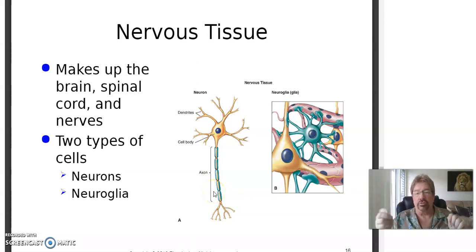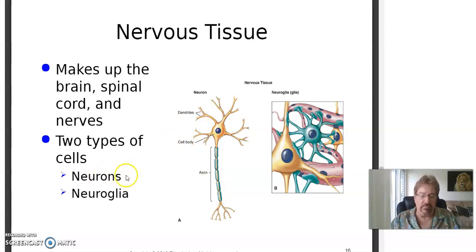Some of them are a couple of feet long. Some of these individual cells are 2 feet long or more. They run from the spine all the way down the leg, for example. Now, there are two kinds of nerve cells. There are neurons, which are the functioning nerve cell, the one that creates nerve impulses. This is a stylized neuron.